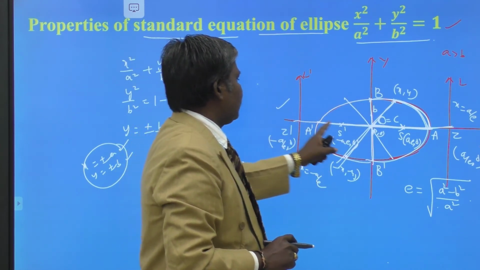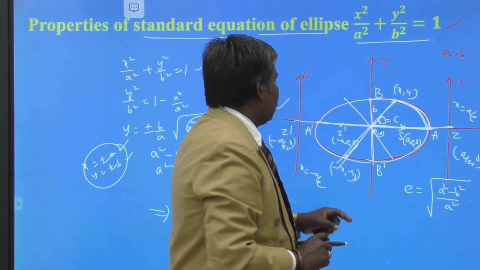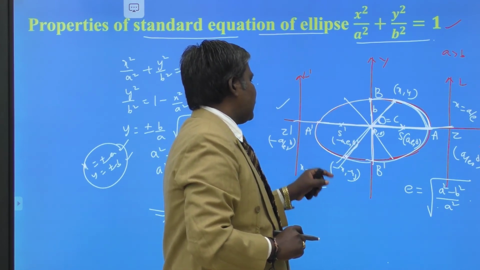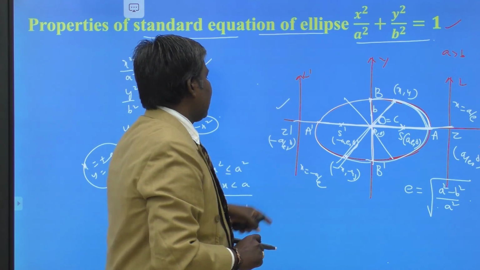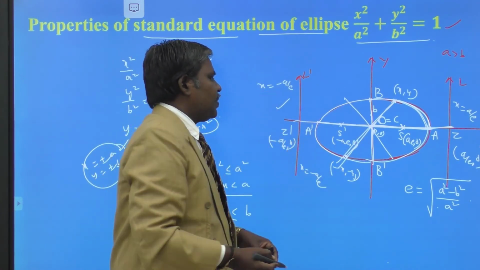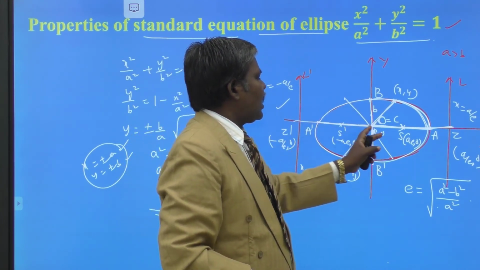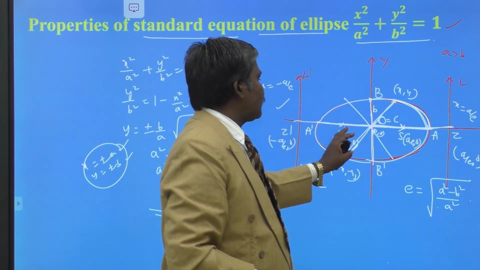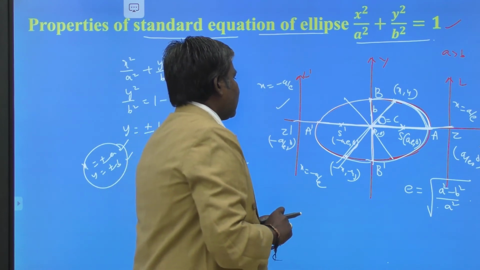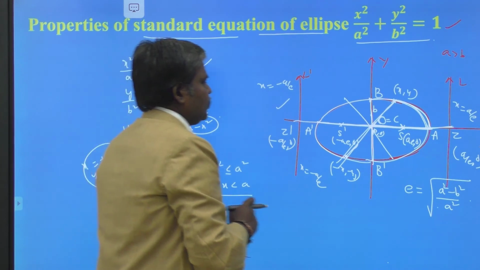This is generated by the focus AE comma 0 and directrix L. You can generate the same curve by S dash equal to minus AE comma 0 and L dash, x equal to minus A by E. Because the curve is symmetric about the y axis also, we can generate this curve with the help of S and L as well as S dash and L dash. Next, let us try to find the length of the latus rectum of the ellipse.